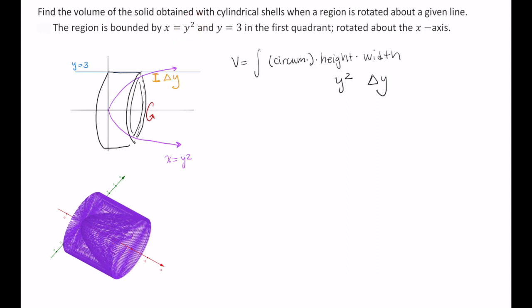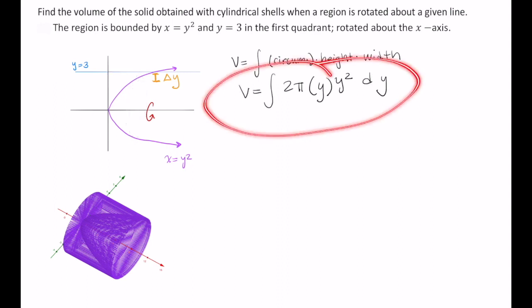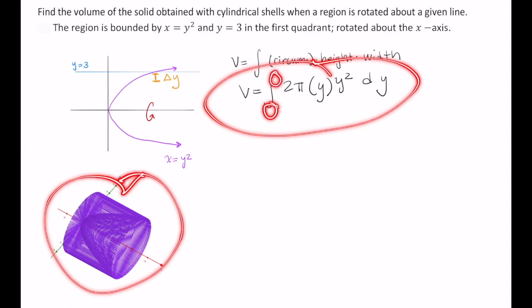And now what's the circumference? Well, the circumference of this circular base is just 2 pi r. And I'm going to leave that r blank so we can figure out what the radius actually is. Well, for this cylinder, its center is here at the x-axis, and its radius goes all the way up here to y. So the radius is just y. So this integral here nearly represents the volume of this solid. We're just missing our limits of integration.